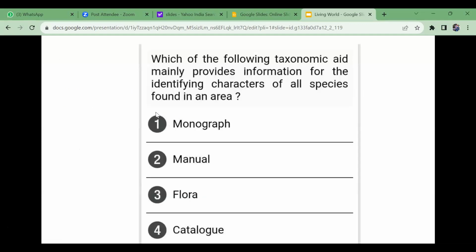Okay. Can you answer this? Which of the following taxonomic aid provides information for the identifying characters of all the species found in an area? Identifying the characters of all the species. Are you answering? Yes. Okay. Siddhi and all. Okay. Aditya correct. Abhimanyu correct. Spruha, Hriday, Saloni, Sylvie. Sylvie wrong. Koyal no.